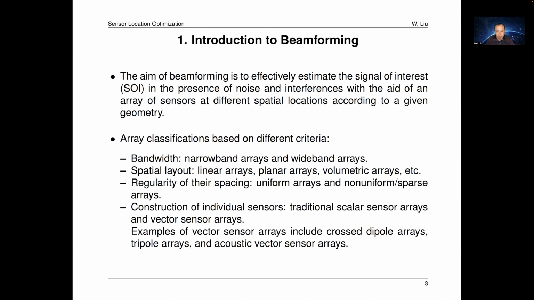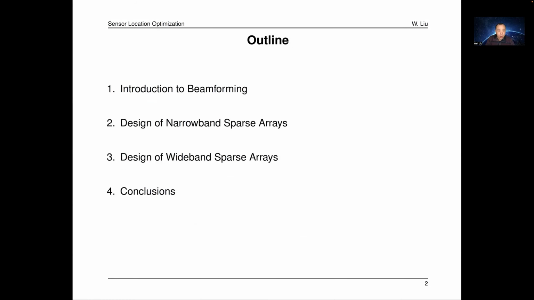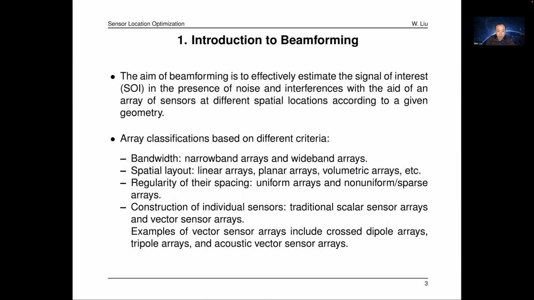So that's why, in this talk, although the title is sensor location optimization, in sections 2 and 3 we talk about the design of sparse arrays. The design of sparse arrays is another way of saying sensor location optimization. And then based on the construction of individual sensors, we have the traditional scalar sensor arrays. They are the most widely studied ones. And also we have vector sensor arrays, for example cross-dipole arrays, tripole arrays, and also acoustic vector sensor arrays.